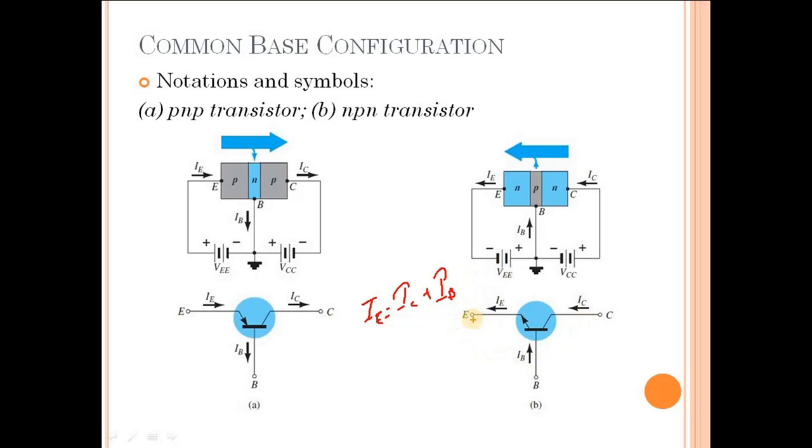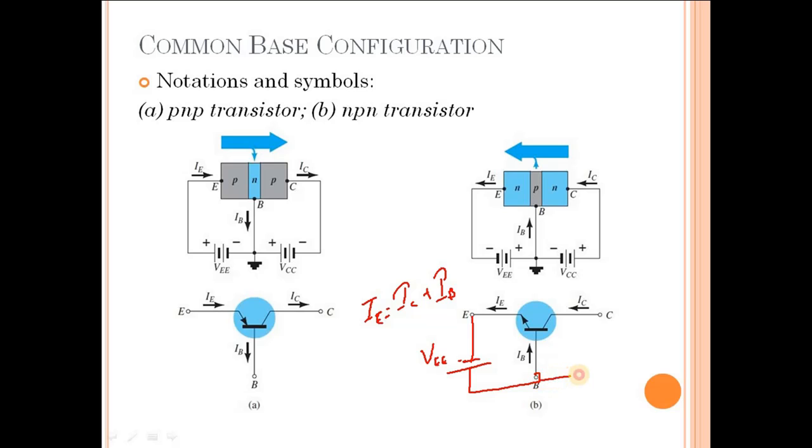So what polarity of the DC power supply will allow me to have a current in this direction? Obviously, we should have a DC power supply whose polarity is negative this side and positive this side. So this is the polarity of VEE, and the same thing we are looking at here. Again coming to the output loop, we have IC direction going inwards to the BJT package.